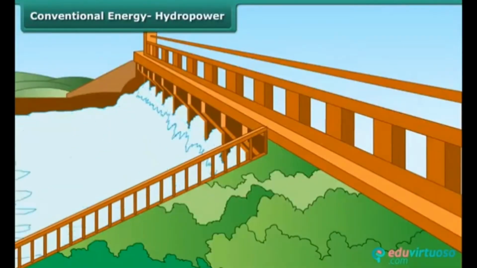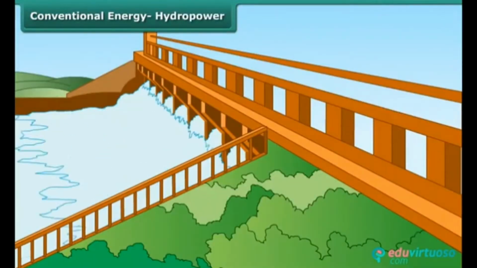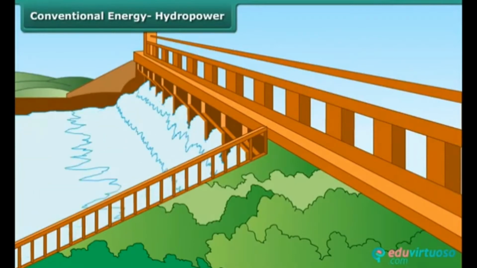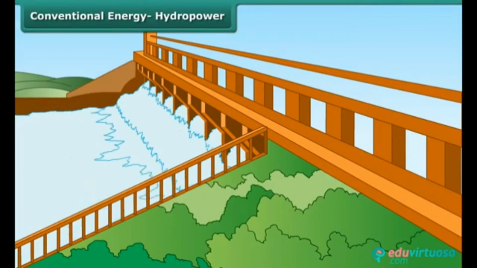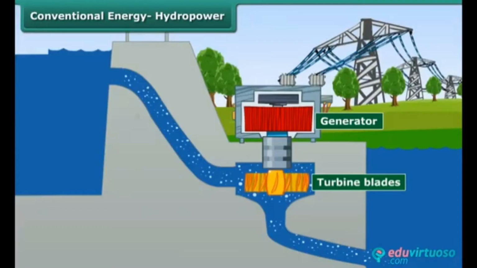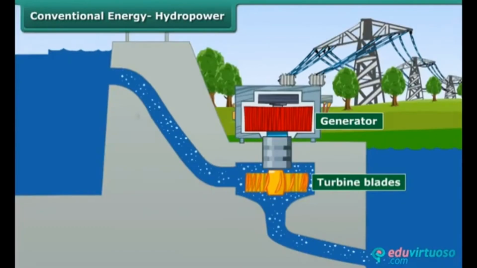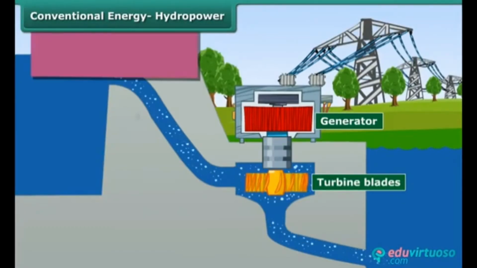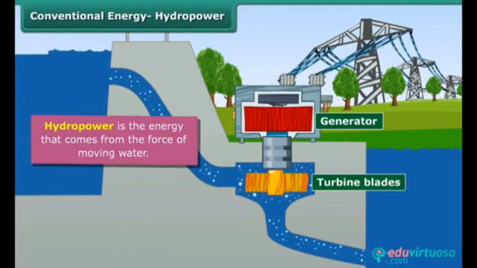Conventional energy, hydropower. Children, do you know water is another very important energy resource? It helps in generating electricity. But how? Rainwater or river water stored in dams is made to fall from heights and moves the turbine blades. The moving blades then turn the generator to produce hydropower.